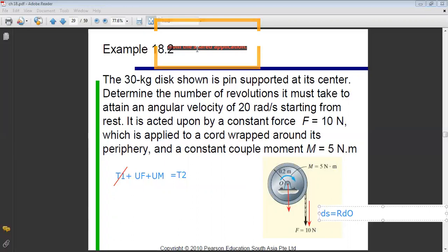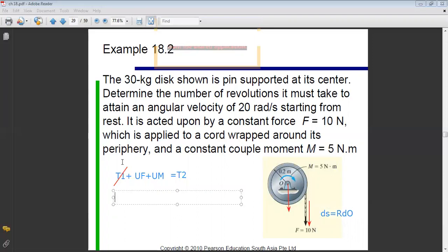So the work of F is equal to F, because it's constant I can take it outside of the integration. It's F times R times delta theta. And what is delta theta here? It's unknown. I want to calculate delta theta. Plus, what is the work of the couple? Moment times delta theta. Very good. Moment M times delta theta.